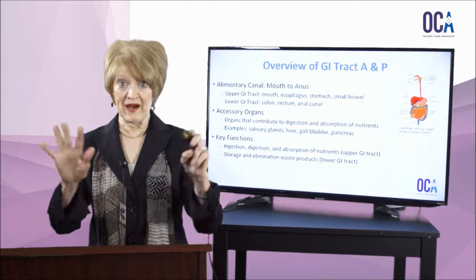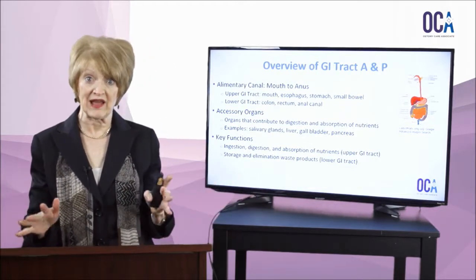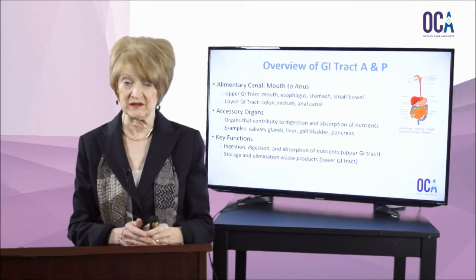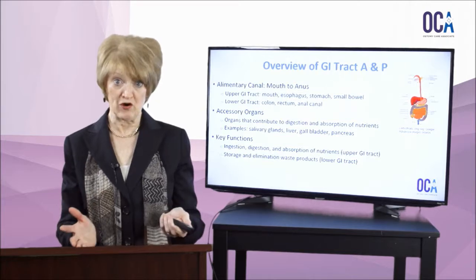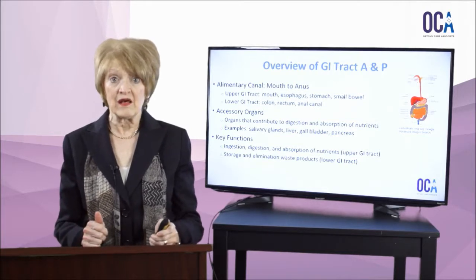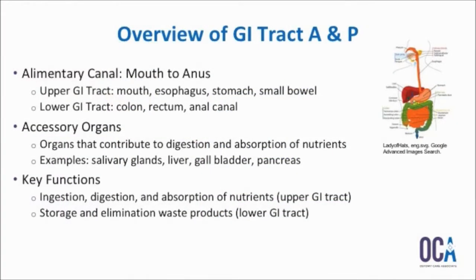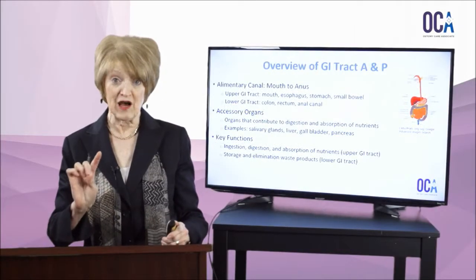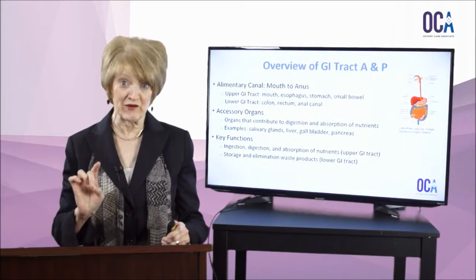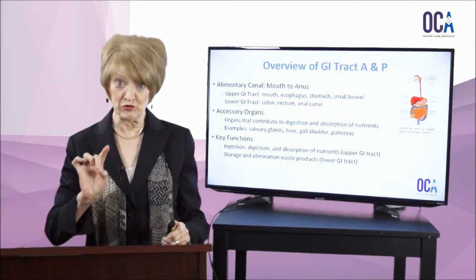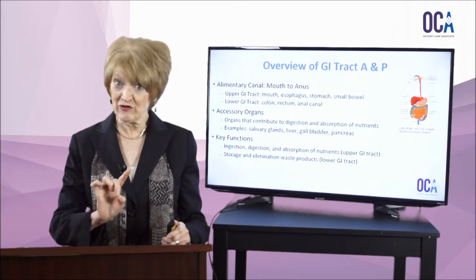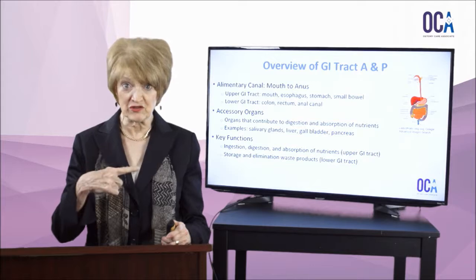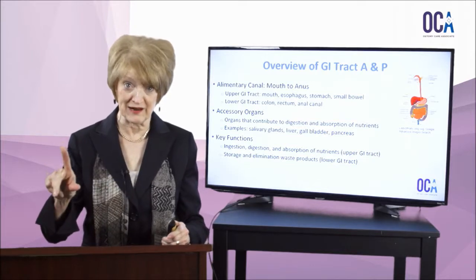So let's start by looking at the GI tract from a big picture perspective. There's really two components to the GI tract. The first component is the alimentary canal, which is a very long tube that starts at your mouth and ends at the anus. My brother-in-law calls this very irreverently the food and poop chute. But that's an accurate analogy because food goes in at the top and poop comes out at the bottom.